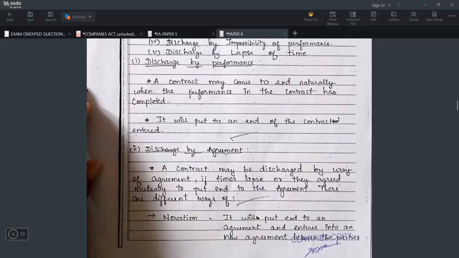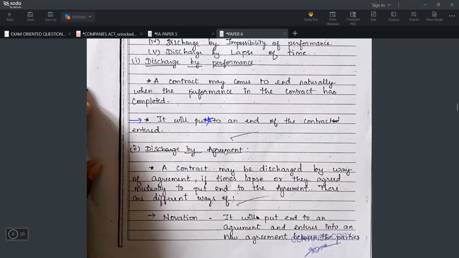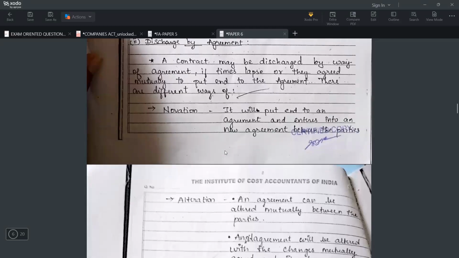Always start with this one finger space. Don't start it from this point. Some of you, for a better presentation, are leaving nearly half a page for writing each and everything. So that's a blunder you are doing. So kindly change that part.